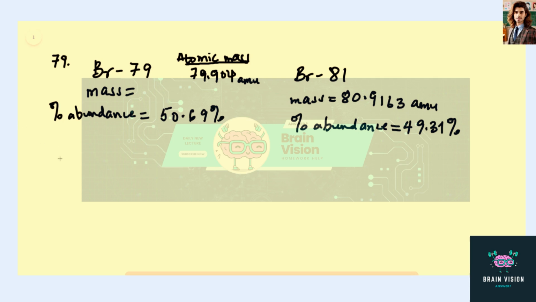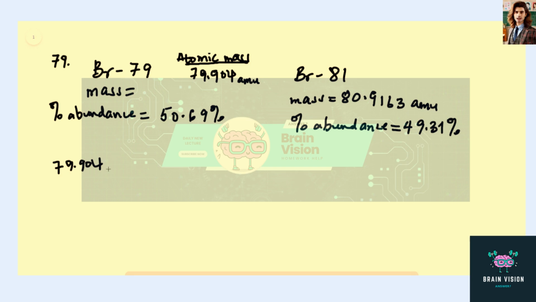Now, to determine the mass of bromine 79, we have to write an expression that's going to help us solve for the mass. We've been given the atomic mass of bromine, which is 79.904. The sum of the mass times the percent abundance for each respective isotope should give us the atomic mass.